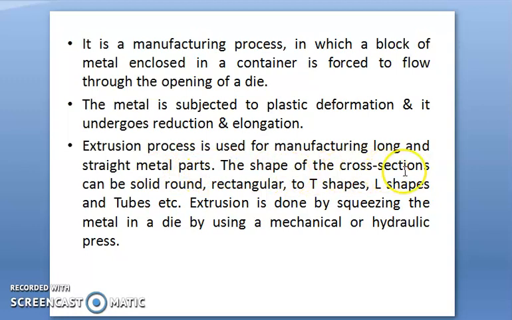The shape of the cross sections can be solid, round, rectangular, T shapes, L shapes, and tubes. Extrusion is done by squeezing the metal in a die by using a mechanical or hydraulic press. We see in detail in the next slide how squeezing the metal in a die by using a mechanical or hydraulic press takes place.